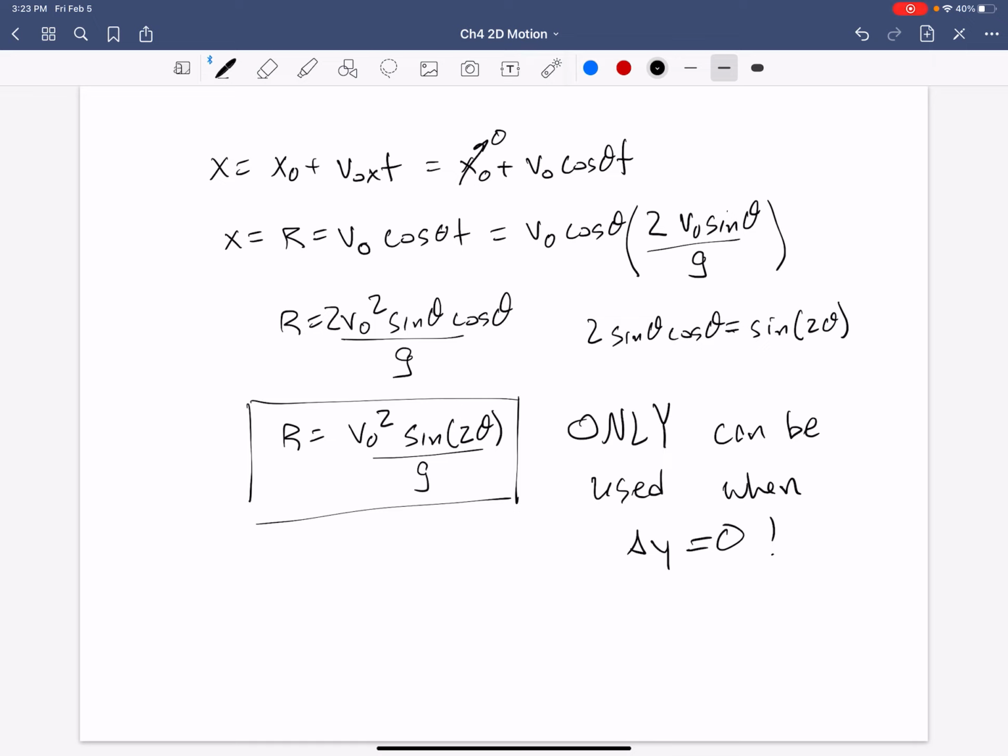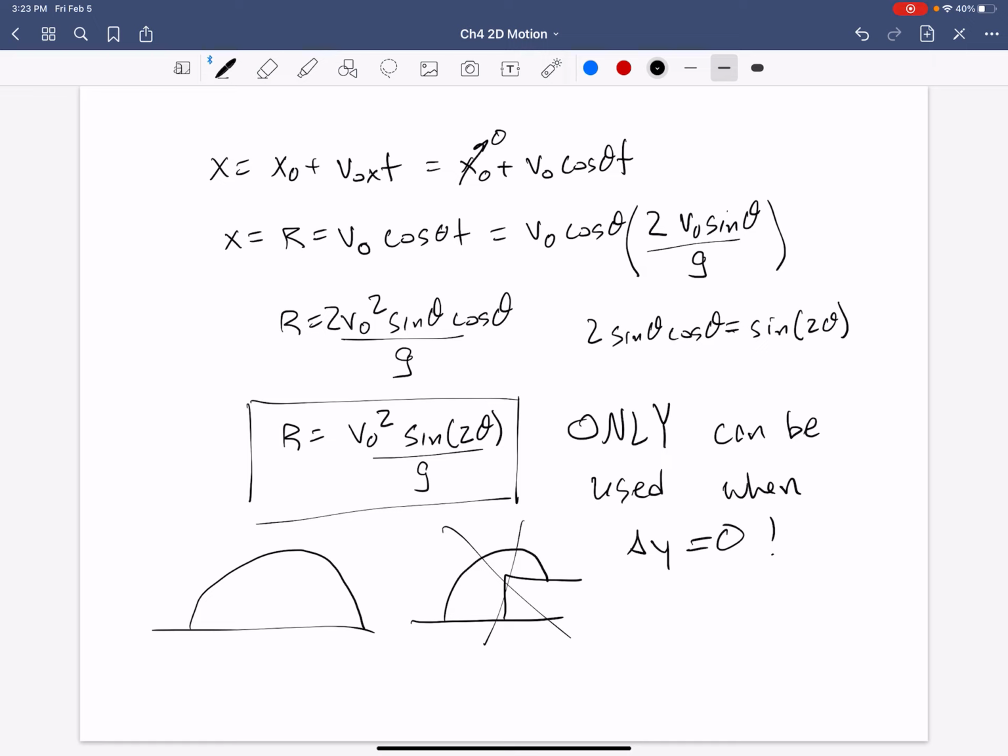What do I mean? I mean, well, it was launched and it came back down and landed at the same height it was launched at. Okay? It's not applicable in instances like this. Not like that. Okay? So, real quick to finish up, what's the maximum range?